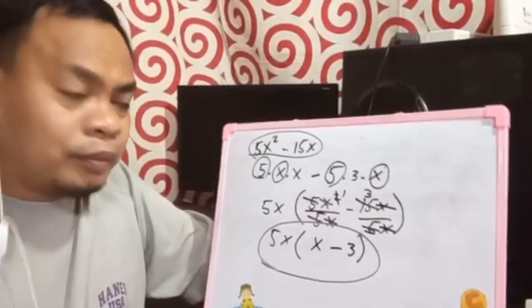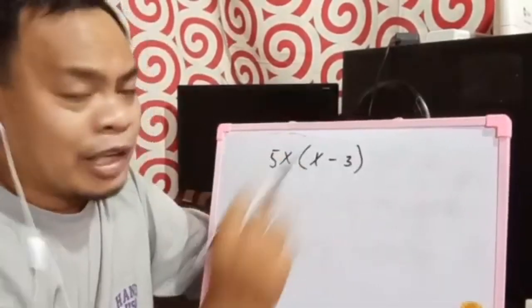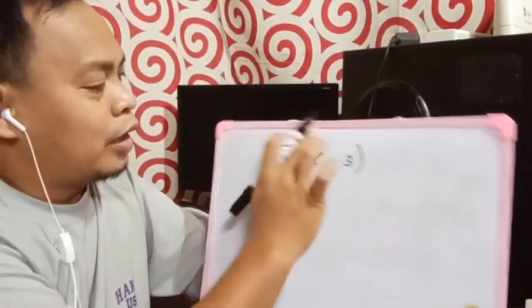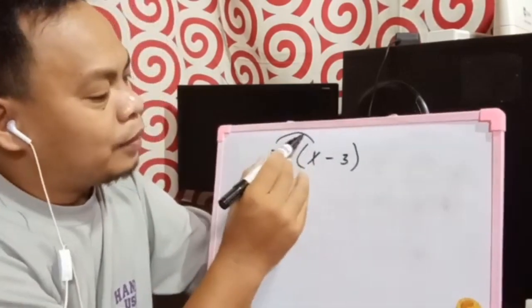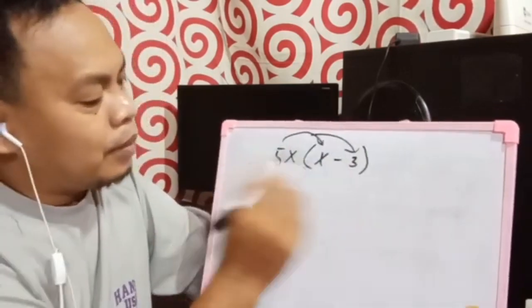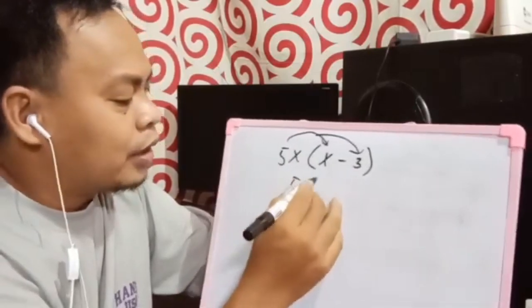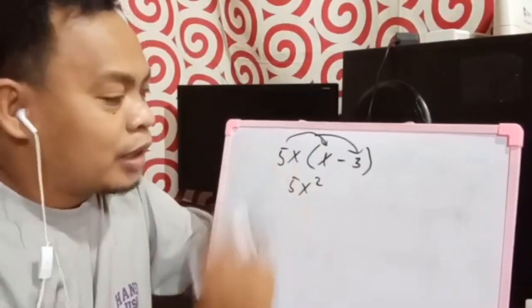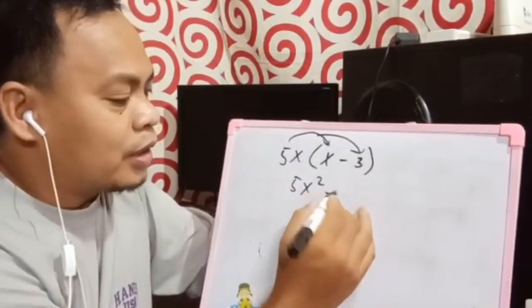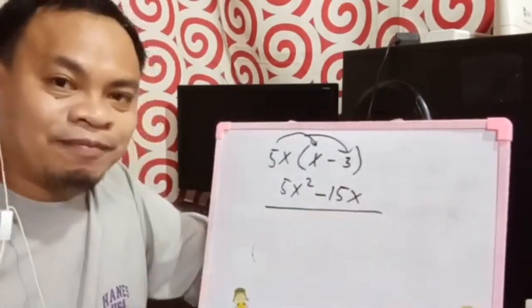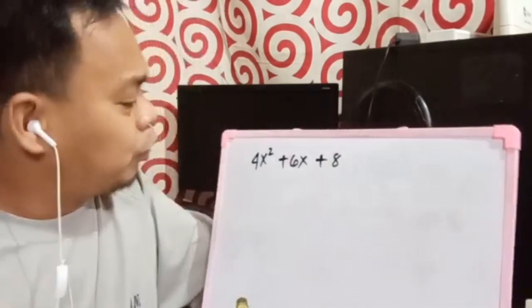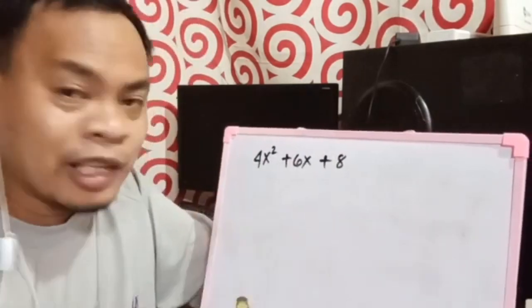And to check this one, 5x times x minus 3. So to check kung tama ba po yung answer natin, so we'll multiply this GCF to this one right there. So 5x times x, so that is 5x squared. Then 5x times negative 3, that is negative 15x. So that's it. For our third and last example, we have 4x squared plus 6x plus 8.